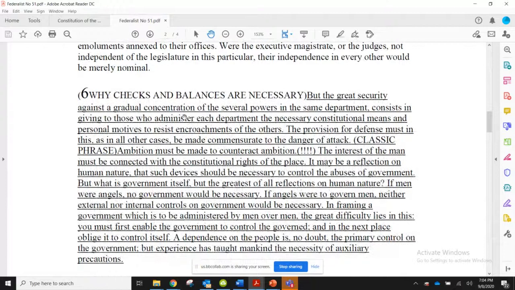Extended quote coming. Let's keep reading. The interests of the man must be connected with the constitutional rights of the place. It may be a reflection on human nature that such devices should be necessary to control the abuses of government. Yes, the constitutionalists are absolutely saying something about human nature, right?